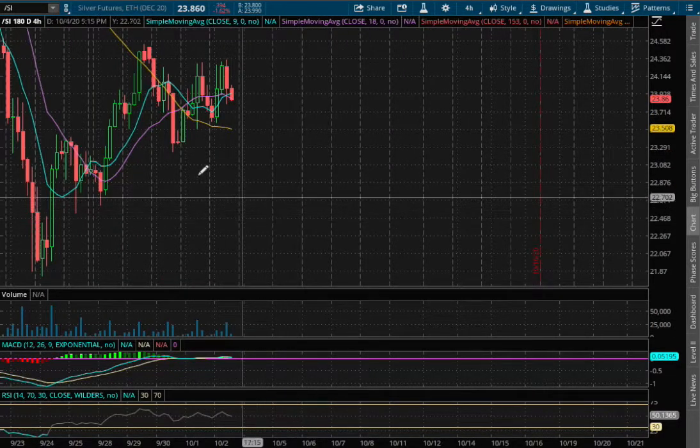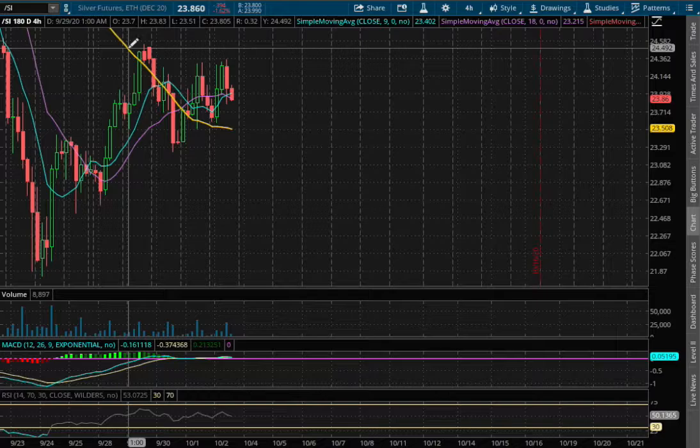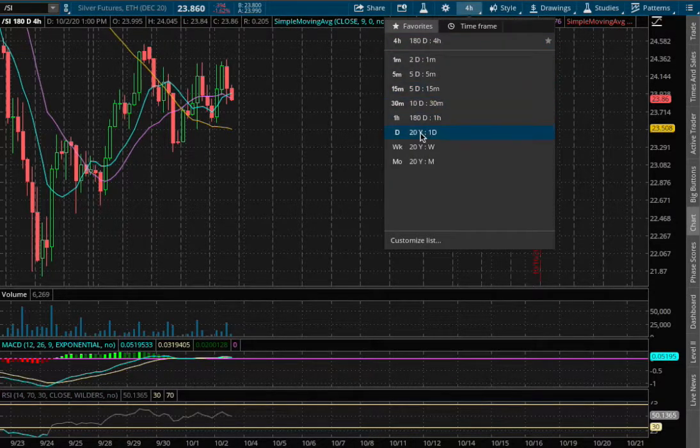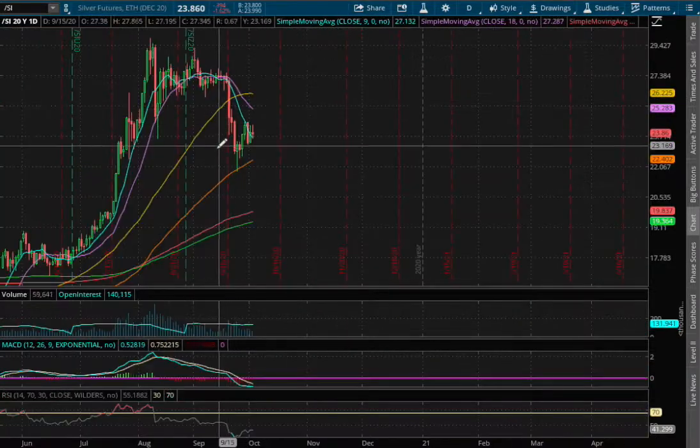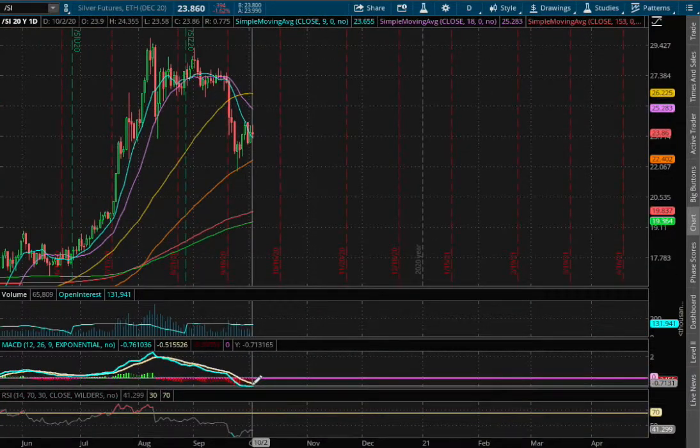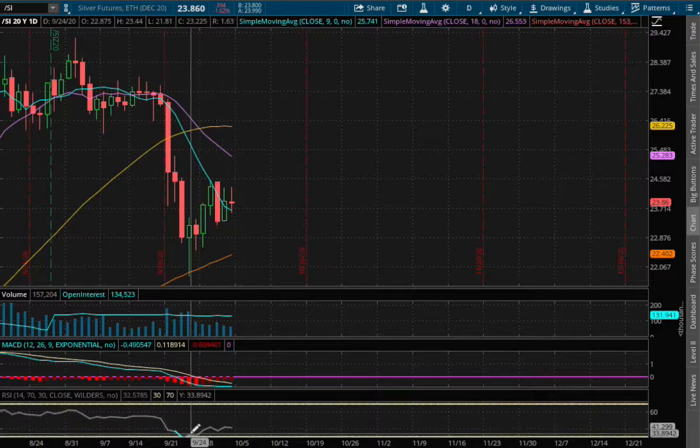If we expand out to the 4-hour chart, we still remain on positive MACD, and we also see the same action here. We did breach above the 50 moving average, this yellow line, and that would also act as our support to the downside. And that is at $23.51.